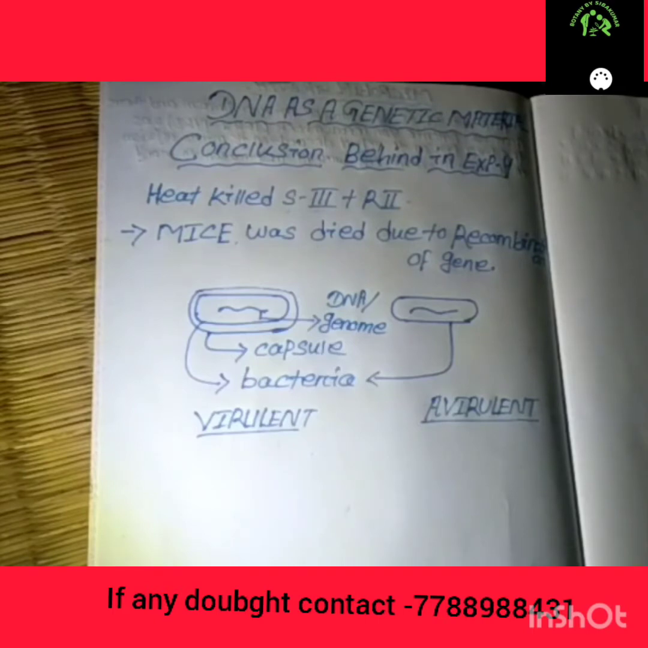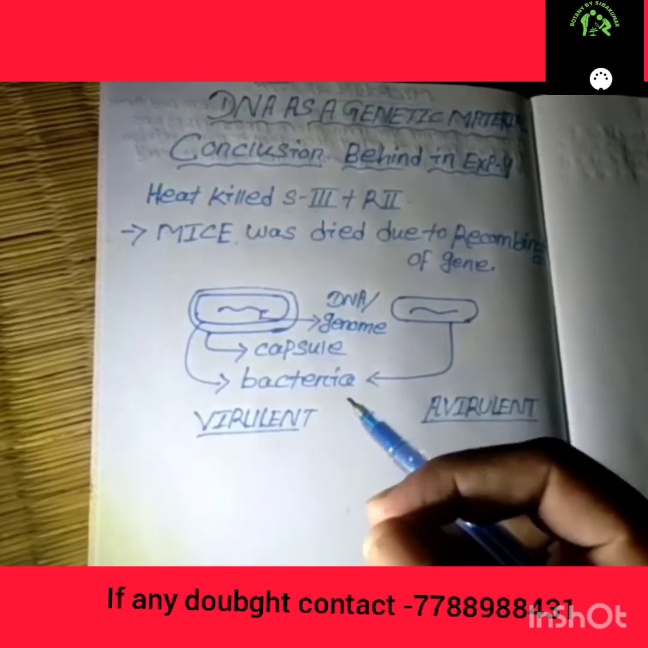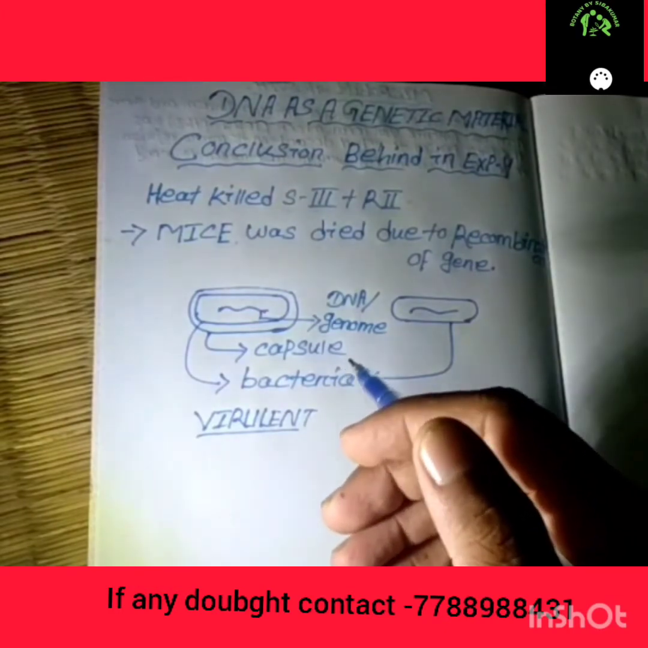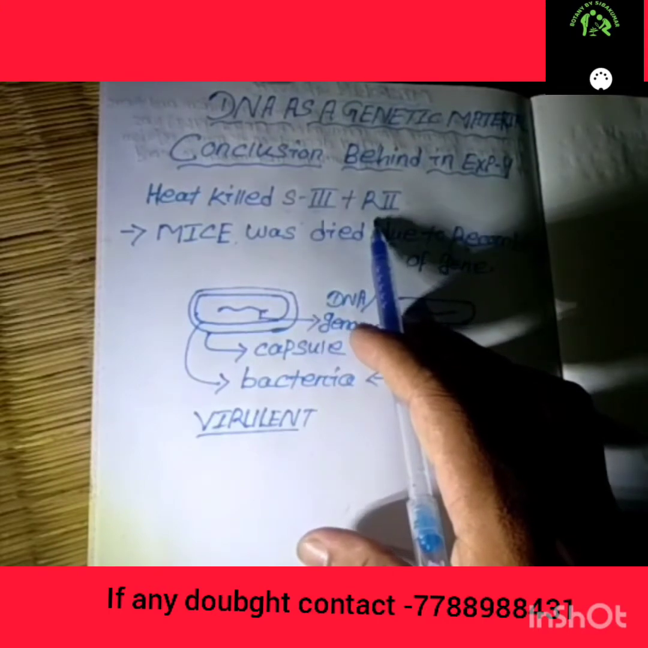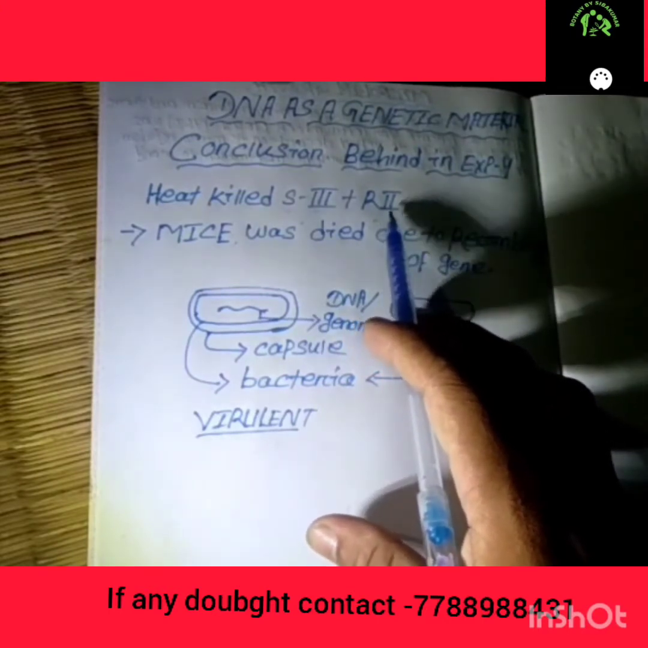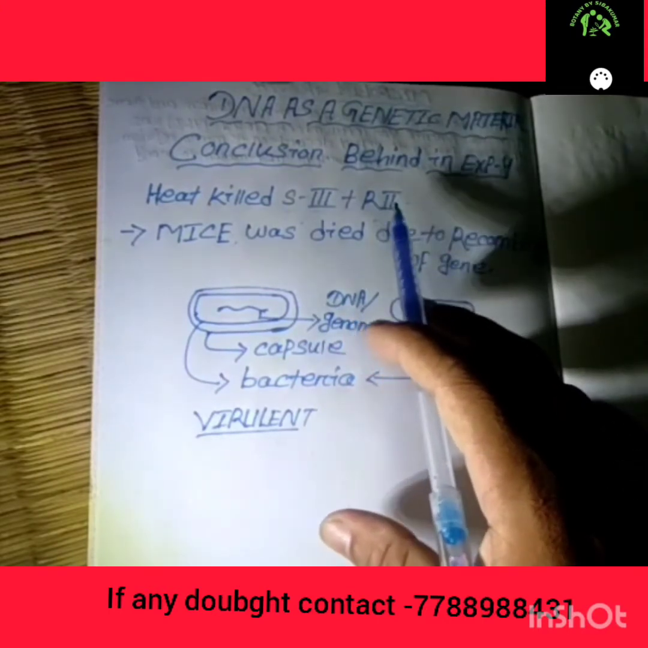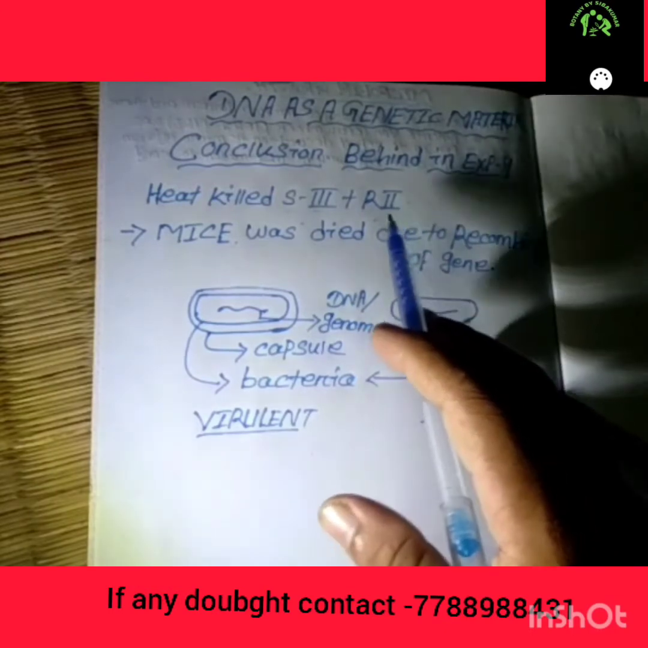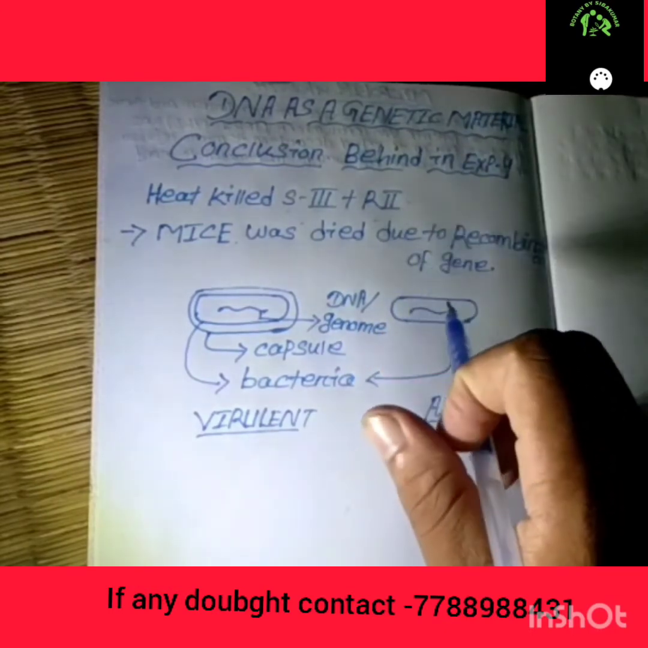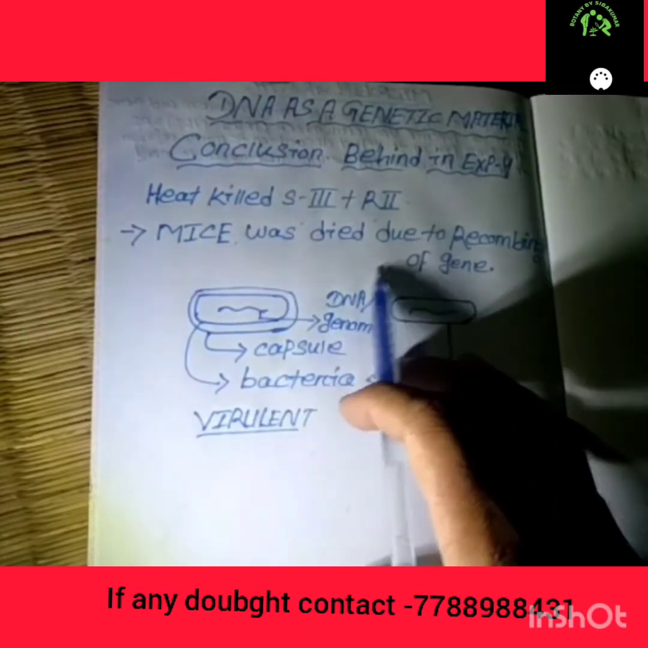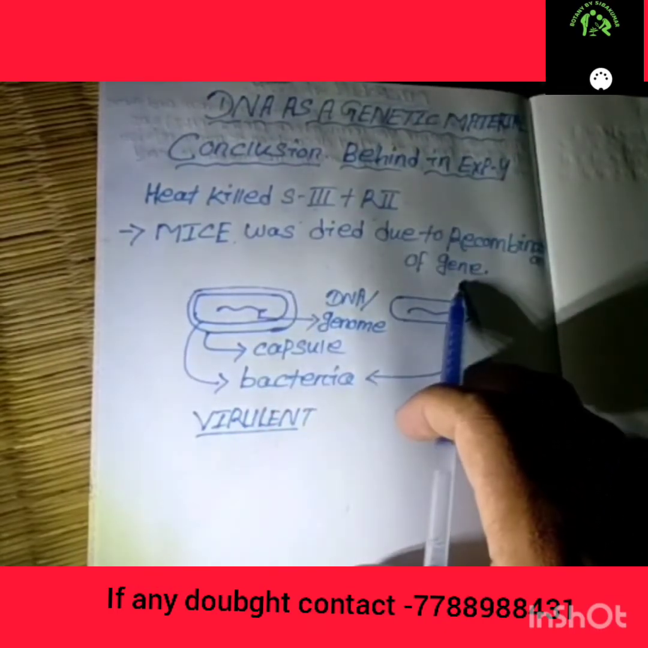Why did the mice die? The mice died due to recombination of a gene. That means in the last experiment, the scientists took heat-killed SIII with RII, injected them into mice, and observed that the mice died due to recombination of a gene.